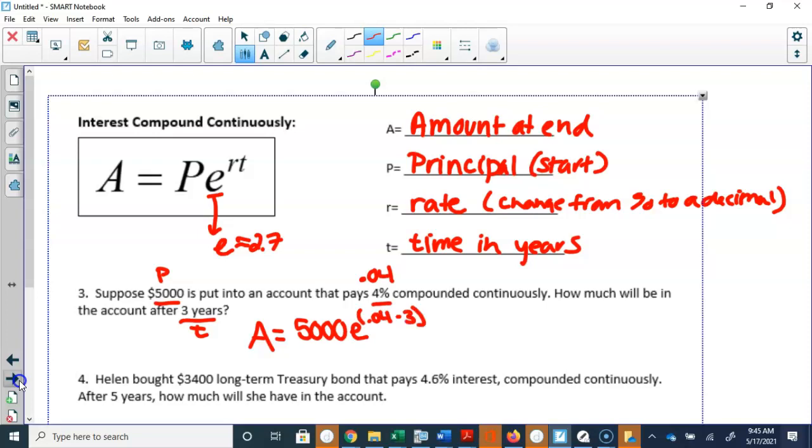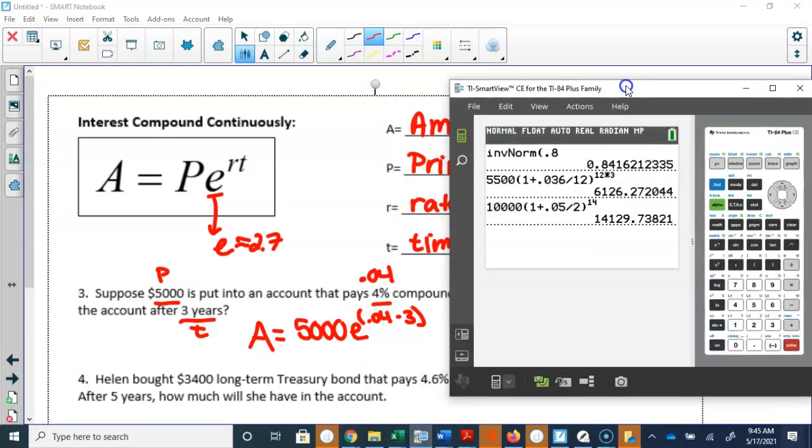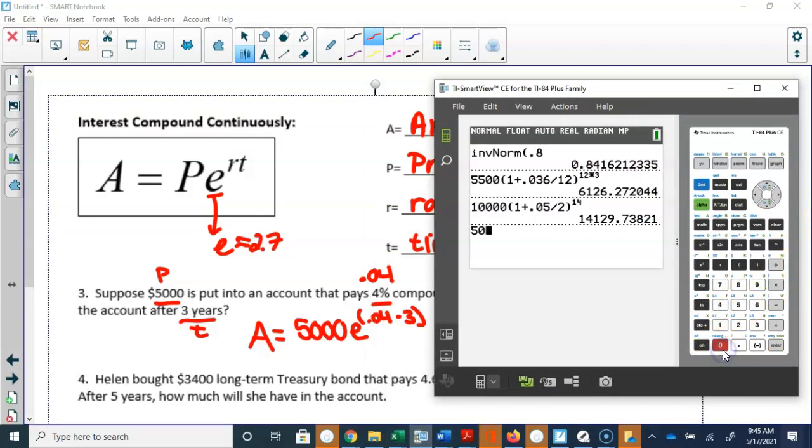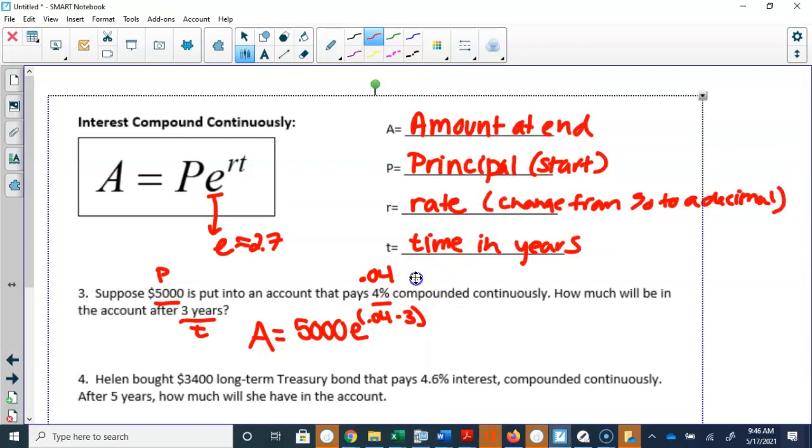Let me go ahead now and show you how you type that into your calculator. So you all have your graphing calculator on your Chromebooks. I'm going to put 5,000. And now I need to find the E button. When I look at this ln, this is a natural log. Right above it, there's an e to the x power. You're going to hit second, because it's in blue, that's what we want, ln, and that gives you e. And now I'm going to put times 0.04 times 3. And I get $563.75.